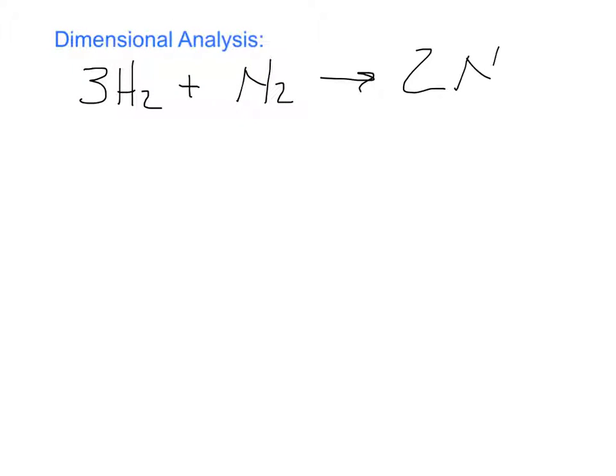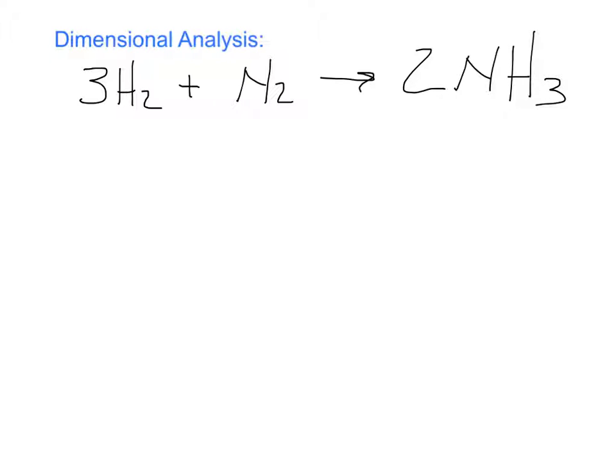Now we set this up and do the dimensional analysis the way that you should. First of all, I'll rewrite our balanced chemical equation up here. So we have 3 moles of hydrogen gas plus 1 mole of nitrogen gas will create 2 moles of ammonia.